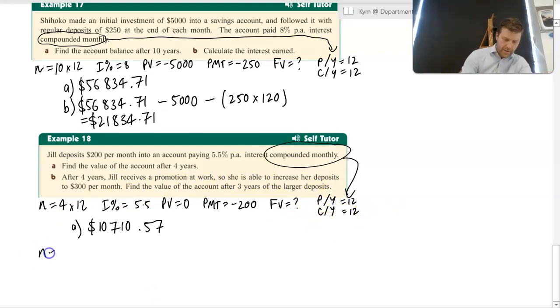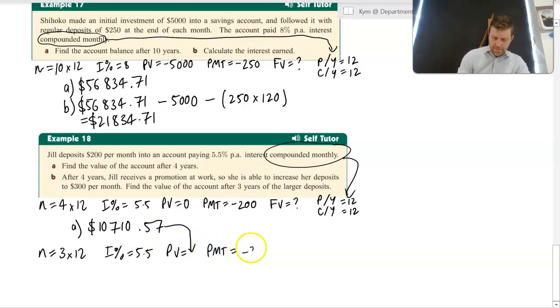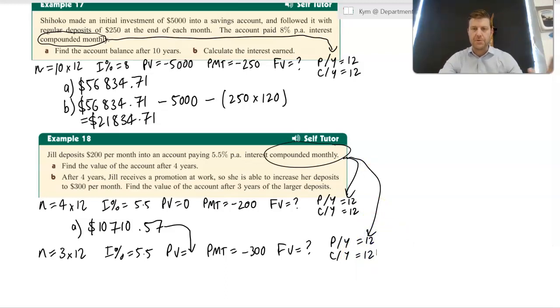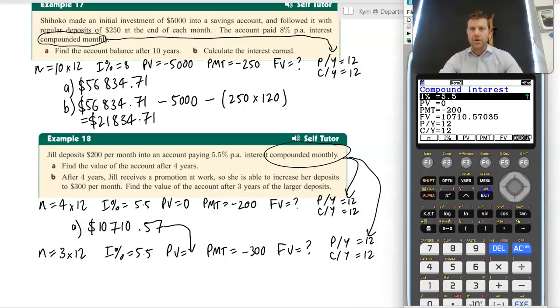So let's just write those numbers down. The number of periods is 3 times 12, or 36. The interest rate remains at 5.5. My present value now becomes the amount I worked out in part A. The payments per term increase to $300. The future value is what I'm asking it to determine for me. PY and CY again remain at 12, because it's still being compounded monthly. So I'm just going to go and change those values.